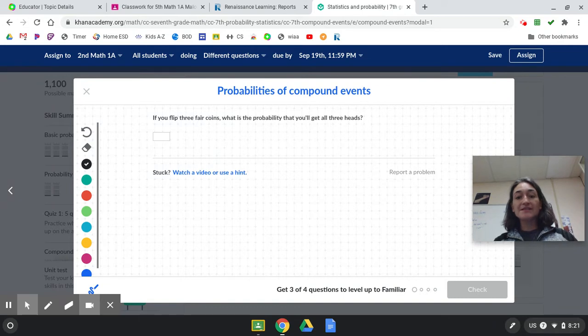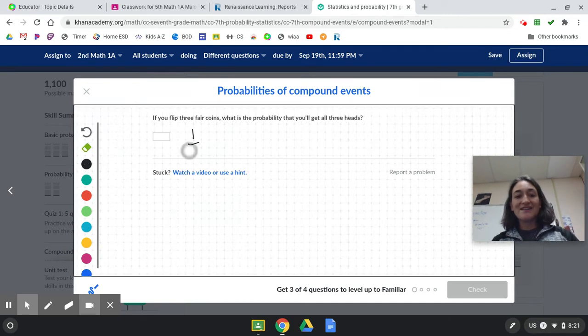When you have compound events, you take the probability of each individual favorable outcome happening. Well, I have a 1 in 2 chance. Sorry, that's an ugly 2. 3 ugly 2s. Okay, I have a 1 in 2 chance of having heads on the first coin, a 1 in 2 chance of it happening on the second coin, and a 1 in 2 chance of it happening on the third coin. Because all 3 of those were independent, each one is still 1 out of 2.